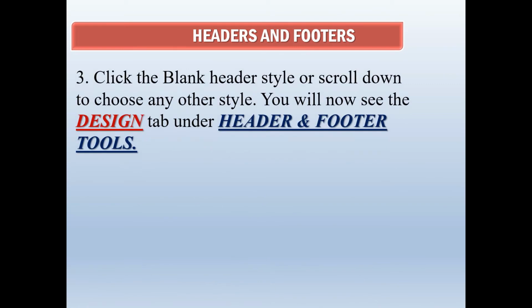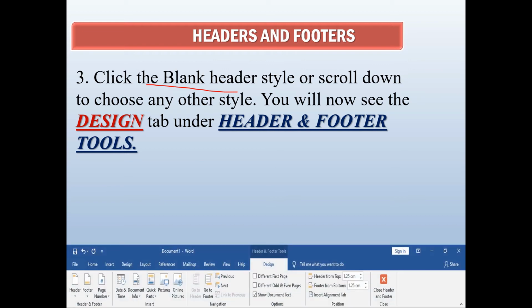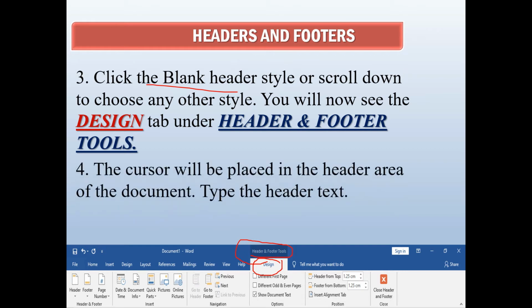So now you can click the blank header. Okay, at the top you can see the blank header style. You can click that, or else you can go for other options. So if you click that, you can see a design tab appears below the header and footer tools. So this is header and footer tools. Okay, below that you can see the design tab. Okay, it consists of many different options below that. Okay, and the cursor will be placed in the header area of the document.